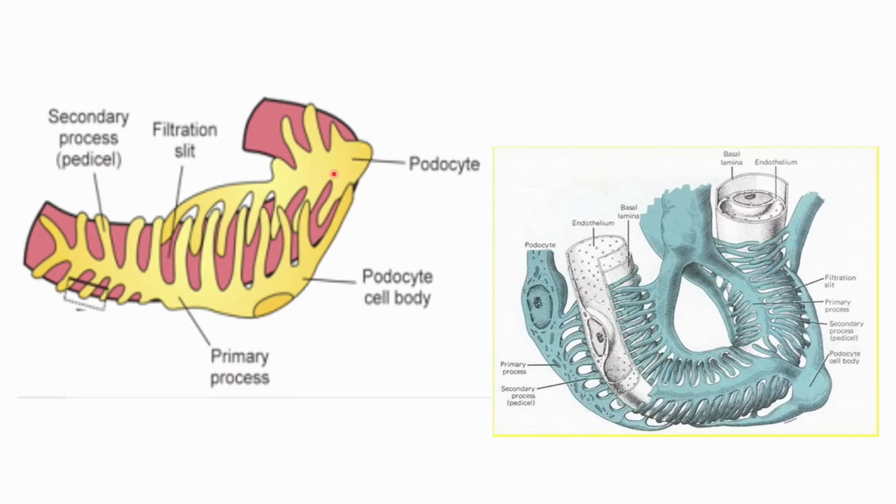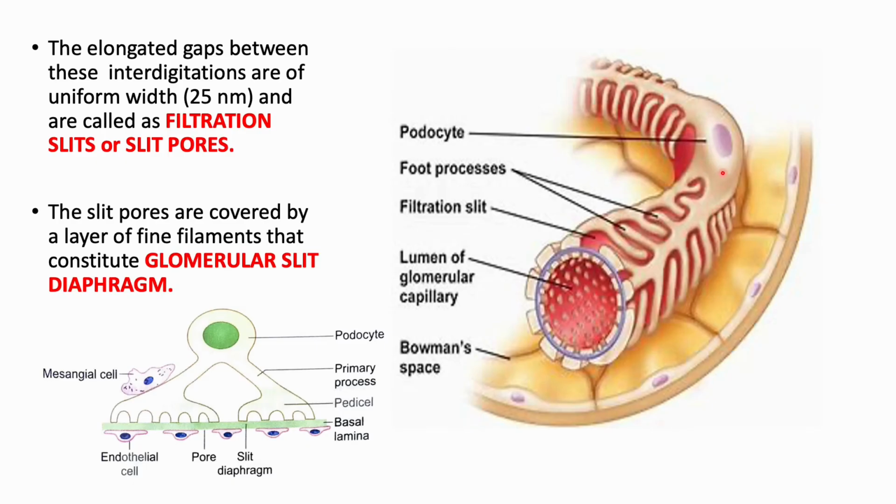So here we can see these are the podocytes. This is the cell body of the podocyte, this is the primary process, and this is the secondary process. The secondary processes embrace the vasculature of the glomerulus. Here we can see one podocyte, with its primary process and these secondary processes.